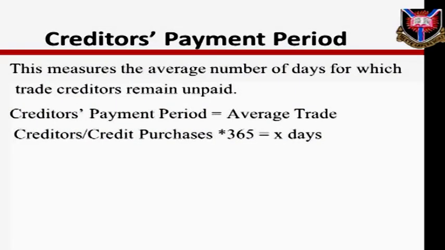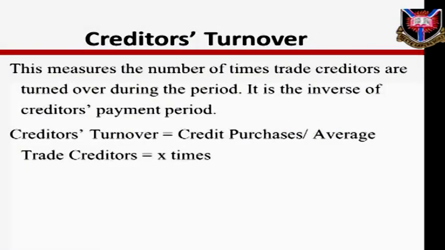Creditors payment period. This measures the average number of days for which trade creditors remain unpaid. Creditors payment period equals average trade creditors over credit purchases times 365. Creditors turnover. This measures the number of times trade creditors are turned over during the period. It is the inverse of creditors payment period.